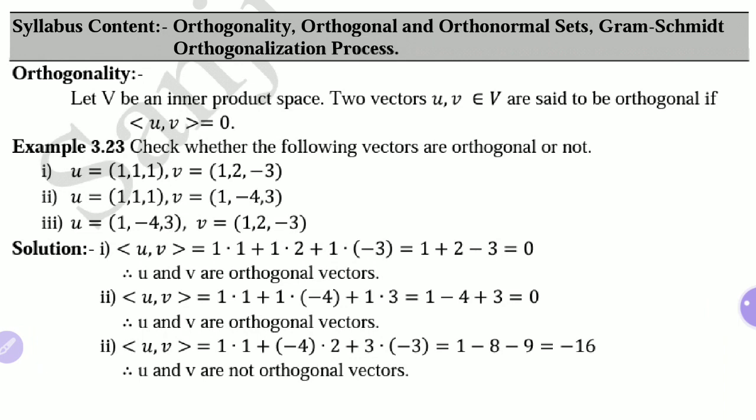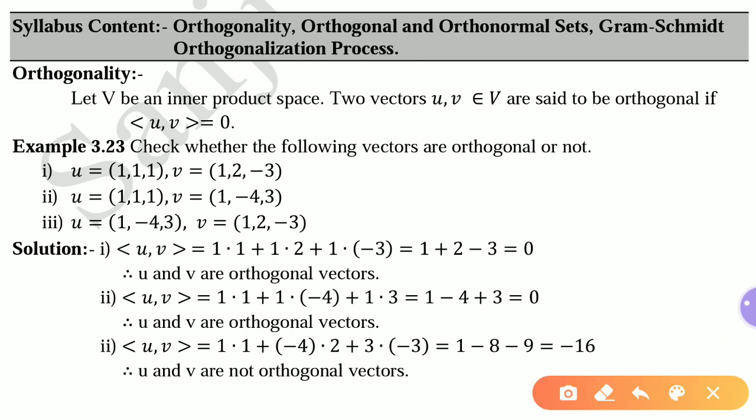Now in this lecture we are going to start the last content of unit number 3, which is orthogonality, orthogonal and orthonormal sets, and the Gram-Schmidt process. For understanding this topic we also require the knowledge of inner product space. We need the definition of inner product space, and how to calculate inner product in Euclidean space.